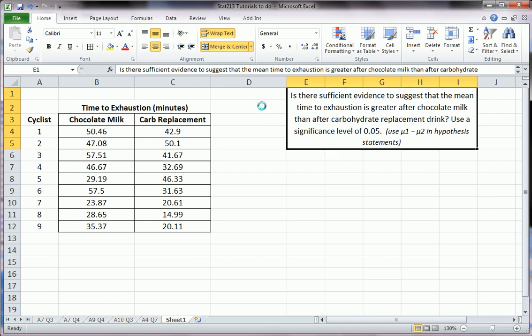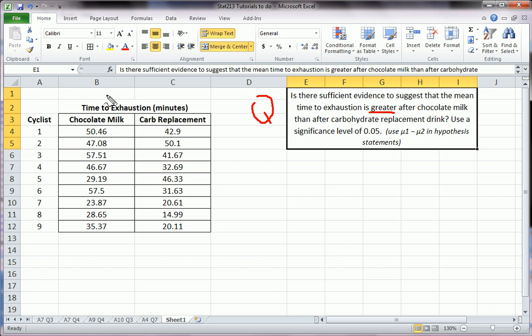And the question is right here. So let's see what our objective is here. Is there sufficient evidence to suggest that the mean time to exhaustion is greater after chocolate milk than after carbohydrate replacement drink? Use a significance level alpha of 0.05.